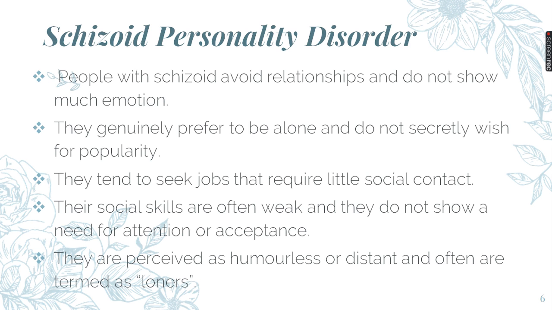Next to cluster A, we have schizoid personality disorder. So these people avoid relationships and do not show much emotion. Okay? They genuinely prefer to be alone and do not secretly wish for popularity. So in other words, these are the people who are called loners. They are emotionally cold. They do not want any kind of interaction with other people. Okay? They just want to isolate themselves. They tend to seek jobs that require little social contact. Okay? So their social skills are often characterized as very weak and they do not show a need for attention or acceptance. So that is how people who have schizoid personality disorder behave. They just don't want to interact with other people. Okay?